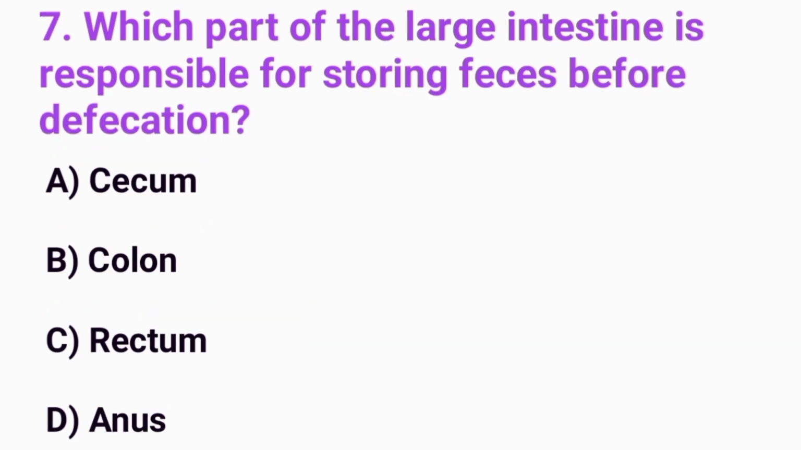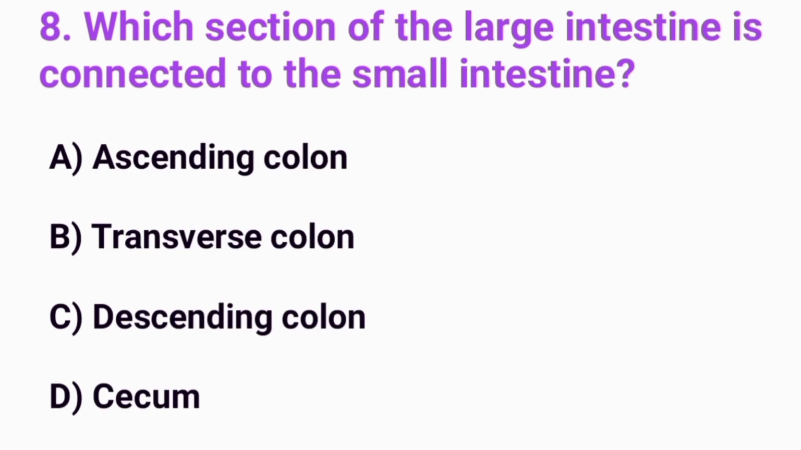Question number 7. Which part of the large intestine is responsible for storing feces before defecation? The right answer is option C. Rectum. Question number 8. Which section of the large intestine is connected to the small intestine? The right answer is option D. Cecum.